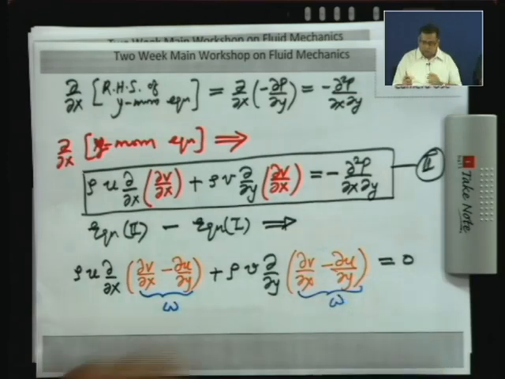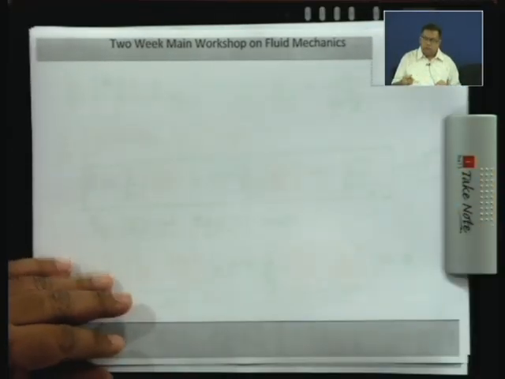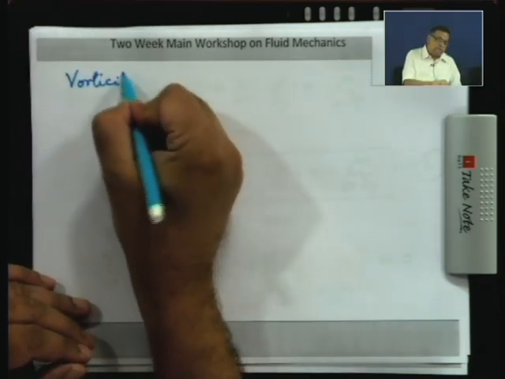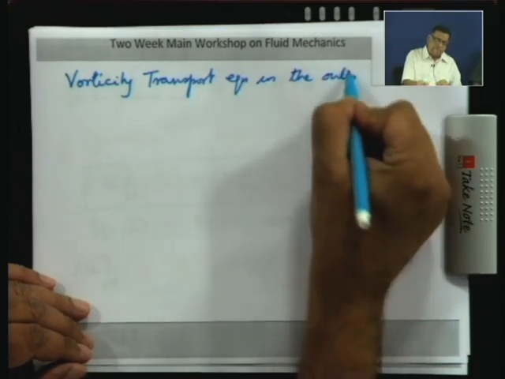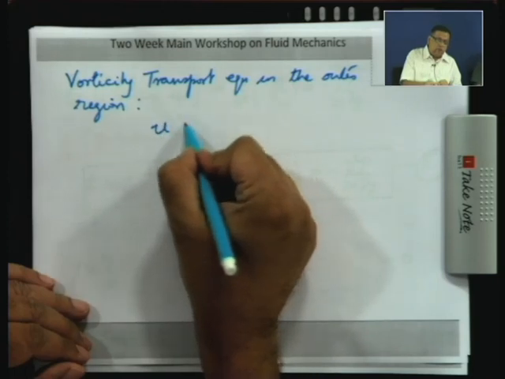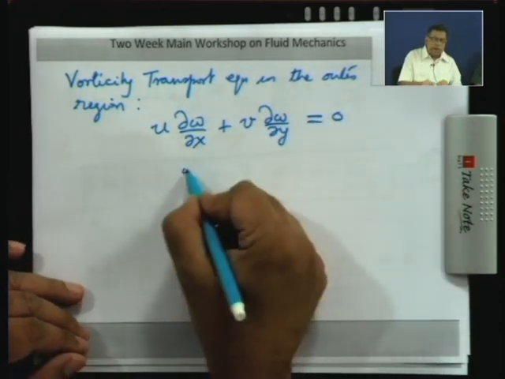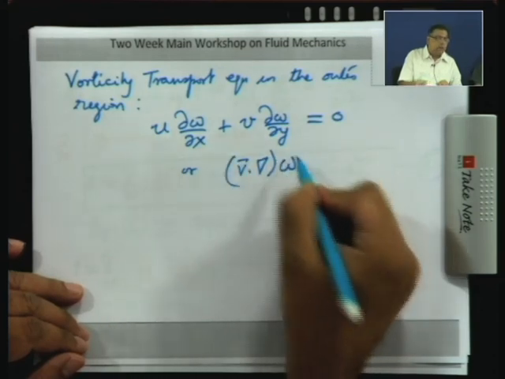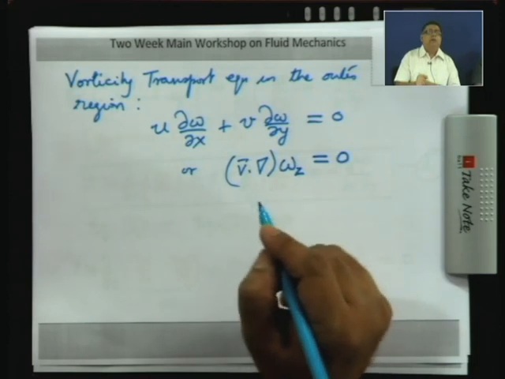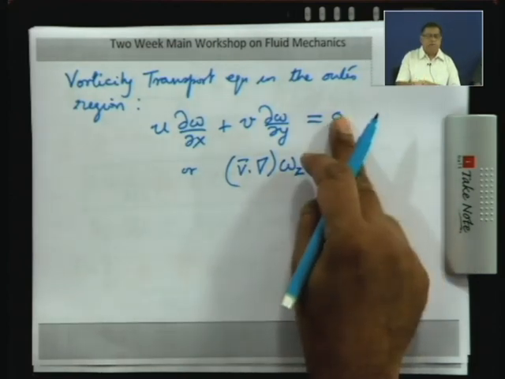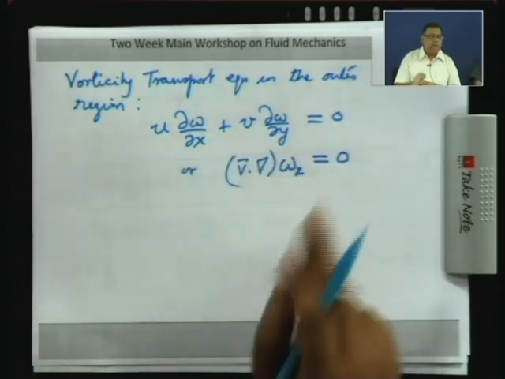So, when we eliminate pressure from the two momentum equations, we get an equation for transport of vorticity. So, the vorticity transport equation in the outer region is u del omega/del x plus v del omega/del y equal to 0, or you can write it as v dot grad acting on the scalar omega, or omega z if you want to emphasize that it is the z component of vorticity, equal to 0. Now, if you do a similar analysis for the Navier-Stokes equations, you will have a diffusion term which is nu into Laplacian of omega in 2D flows, but that term, the viscous term, is negligible in the outer region. So, you have simply an inviscid balance.